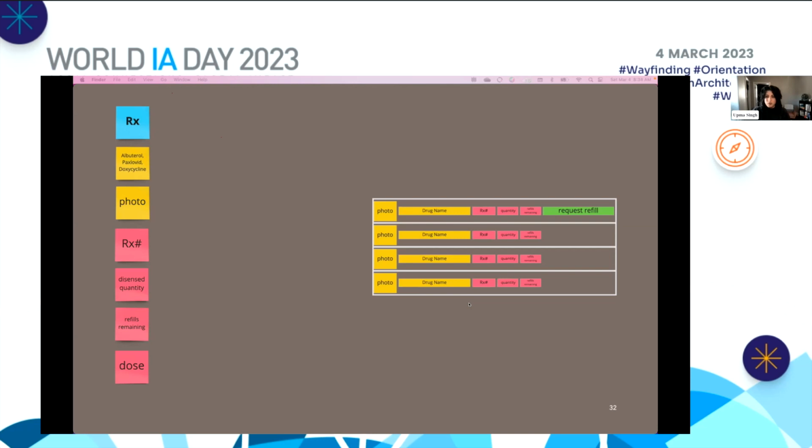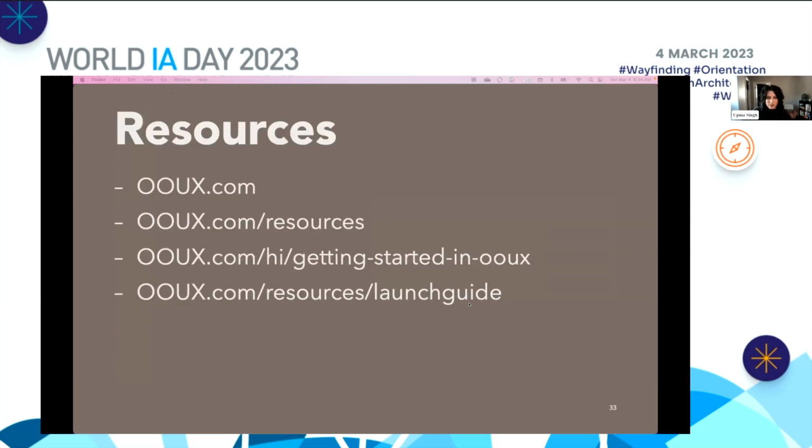And how can you get started and learn about this right away? This is a list of resources. Please feel free to screen capture this. The one on the bottom, the launch guide, is the one that's going to most quickly get you up to speed. All of these obviously are on OOUX.com. There's a lot of good reading to be had there. So I just highlighted a couple places that you might get started.